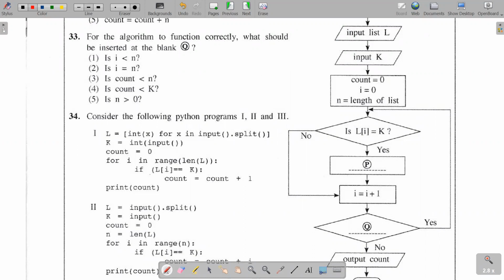Right, so they will input an L, they will input a K, and count. This can be used to count how many items equal K. I is used as the index. So length of the list is taken as n. So here in this condition, it is talking about L's I-th item.